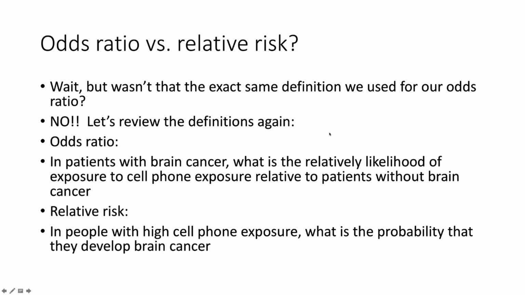Okay, so questions about this. Again, this is probably the most mind-numbingly difficult thing to understand in this entire PowerPoint, right? But if you understand the difference between an odds ratio and a relative risk, I think by extension you really understand the difference between a case control study and a cohort study, which is kind of cool, right?